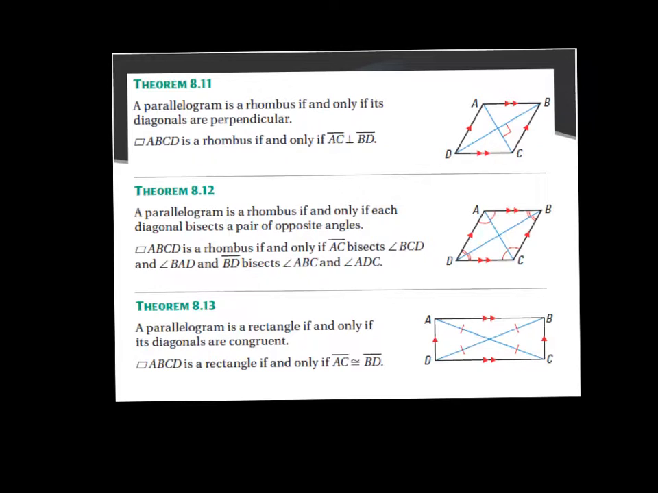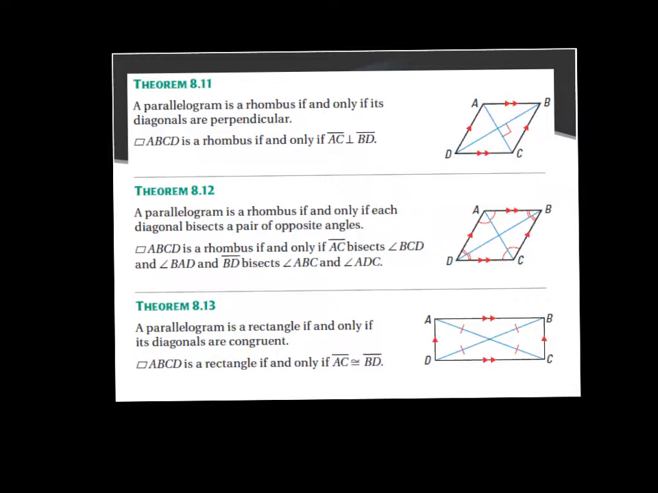Does that make sense? So everything that's true about a rectangle is also true about a square. Everything that's true about a rhombus is also true about a square. So in a square, the diagonals are perpendicular, the diagonals are congruent, and the diagonals bisect the opposite angles.